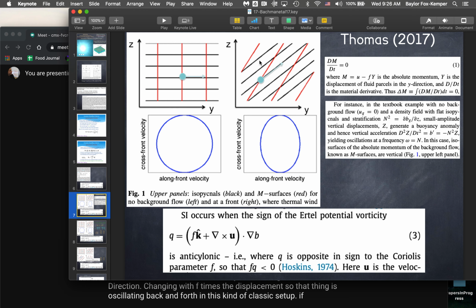If, on the other hand, we put some tilt into the isopycnal surfaces, then we get a thermal wind shear because of the tilting isopycnal surfaces, and that actually makes the absolute momentum surfaces tilt as well. So we get this rather more complicated setup. But if you displace this little ball along an isopycnal, so still conserving its density, it will still oscillate back and forth just on a kind of elliptical trajectory like this, which is what following the consequences of the u minus f y is in this tilted framing, because now u is a little bit bigger at the top and a little bit smaller at the bottom.